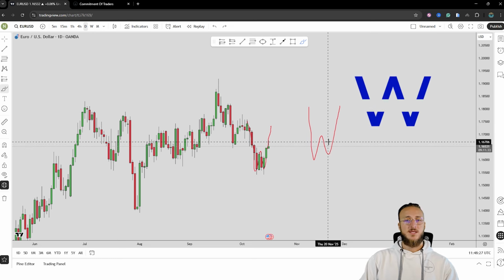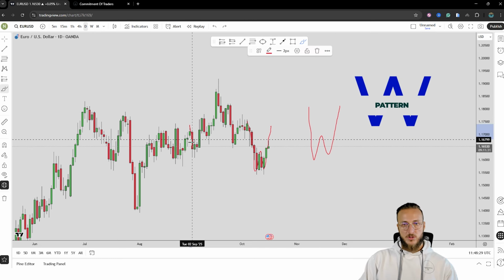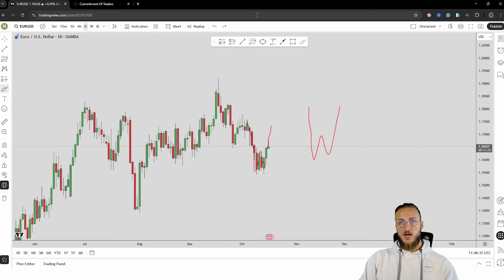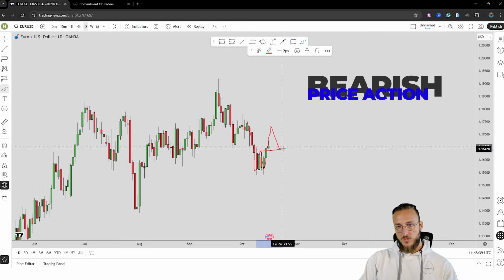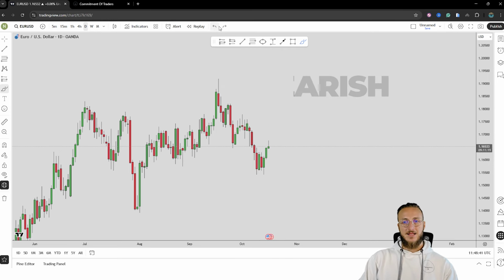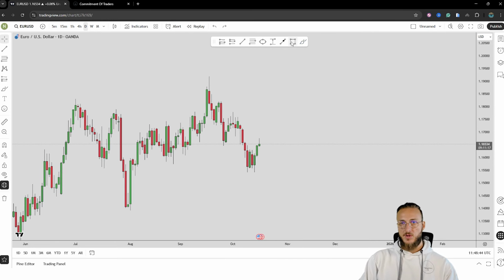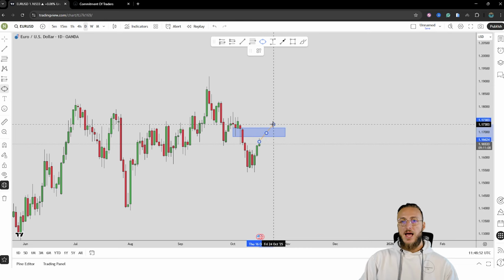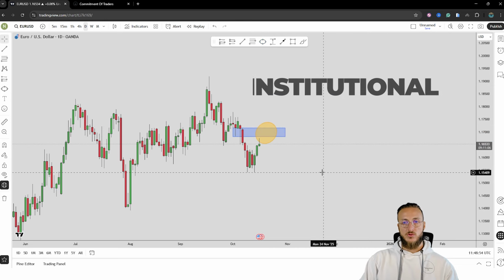A W formation is simply the opposite. So after a W formation, like this one here, for example, we see the completion at the neckline of the pattern. So right now, what we could expect is to see some short-term bearish price action completing this W formation at the neckline. That definitely wouldn't surprise me. So if the market will head inside of this area of previous support and resistance, which is basically exactly what it's doing, I wouldn't be surprised to see more institutional shorting.